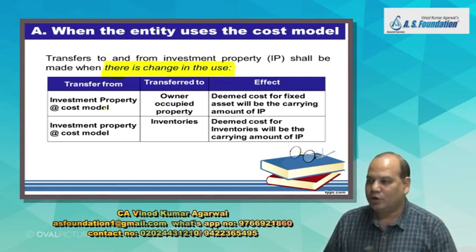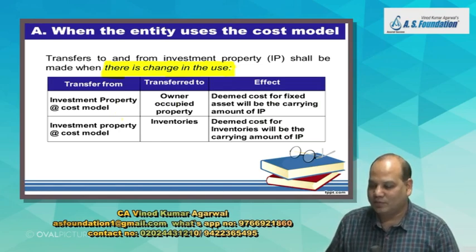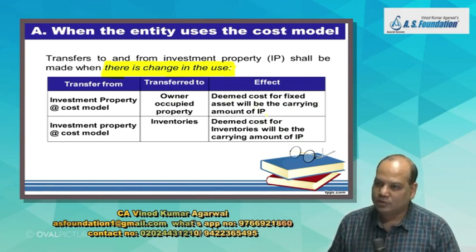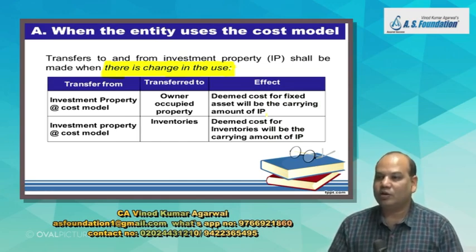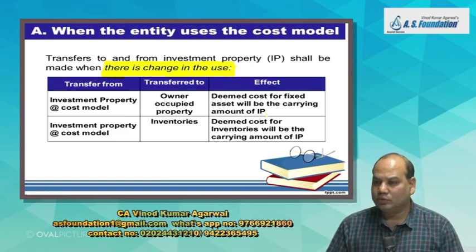Now here also I am following the cost model. Cost minus depreciation minus impairment loss. So you don't have to do anything. Whatever is the carrying amount here will become the carrying amount of OOP. Deemed cost for the fixed asset will be the carrying amount of IP. Okay. Will there be any gain or loss? Depends on NRV. Not NRV right now.